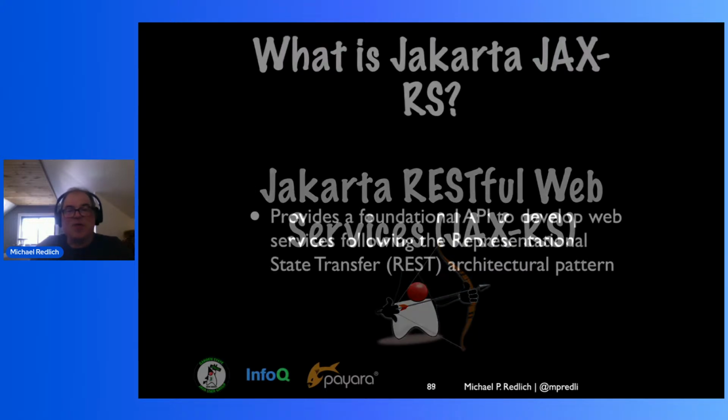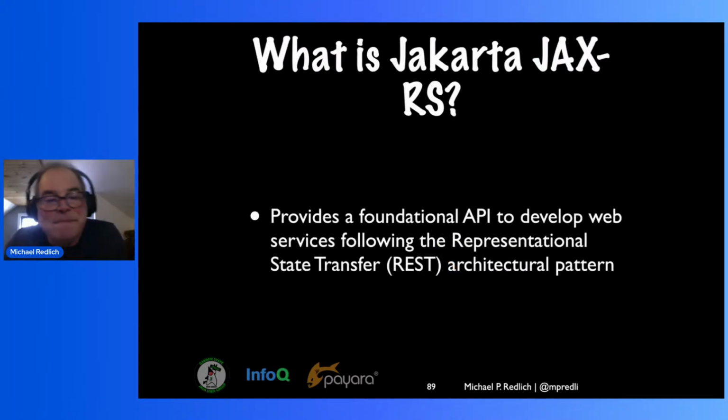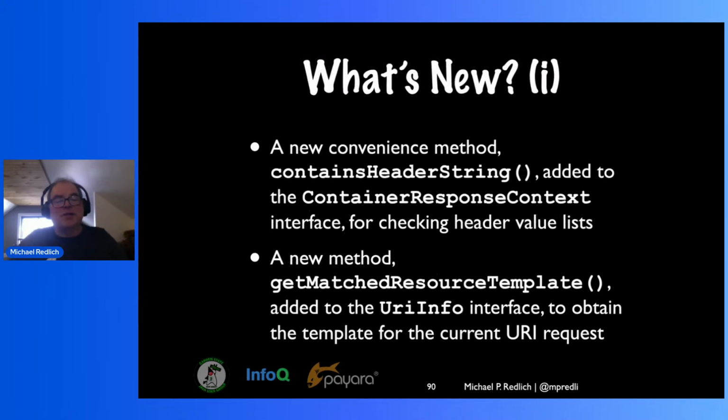RESTful Web Services, of course, the old Jakarta REST, right? This is, of course, for basically following the representational state transfer architectural design pattern, right? There's a new convenience method, containsHeaderString, and then a getMatchedResourceTemplate added to the UriInfo interface. And my REST app actually uses that.